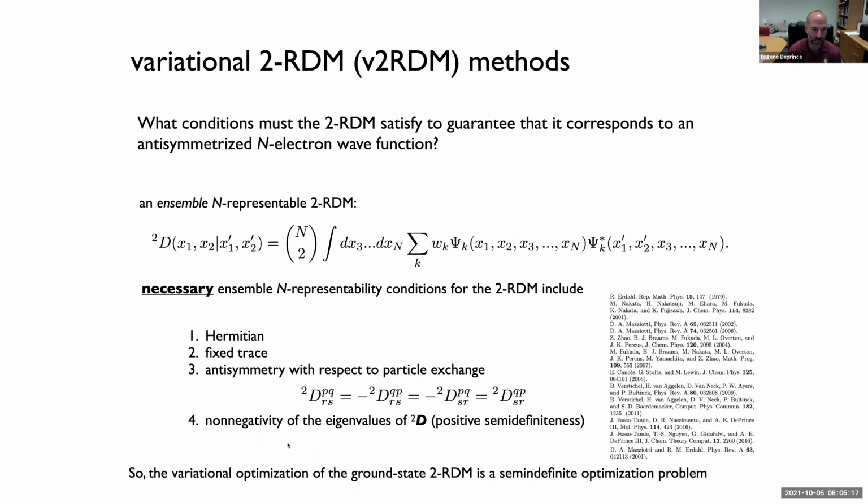Okay. So at the end of the day, the variational optimization of the 2 RDM ends up being a semi-definite optimization problem because of this last condition. And here's a very incomplete list of references to groups that have achieved just such a procedure. Please don't get mad at me if I didn't include you on here. I admit that it's an incomplete list.